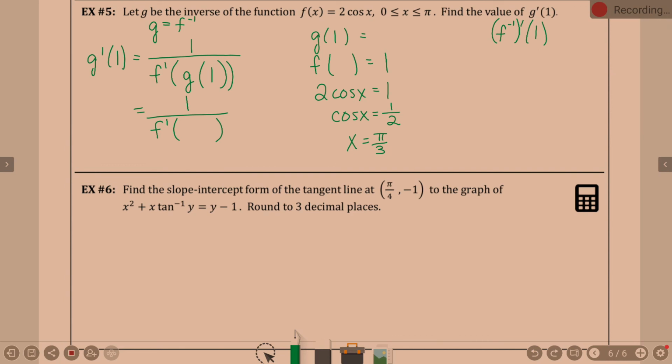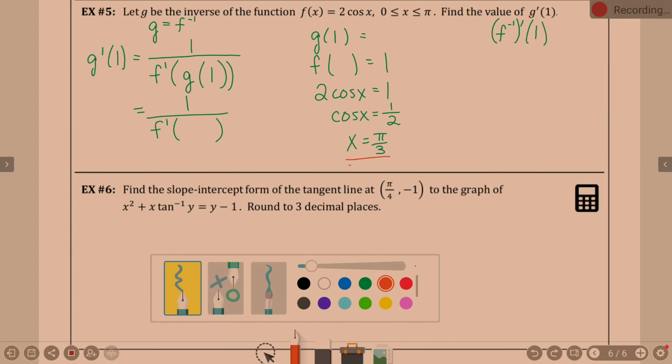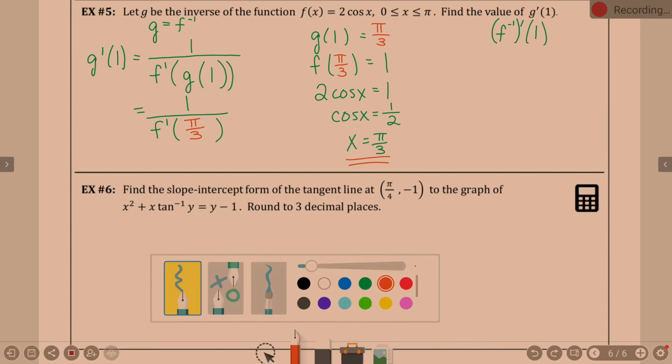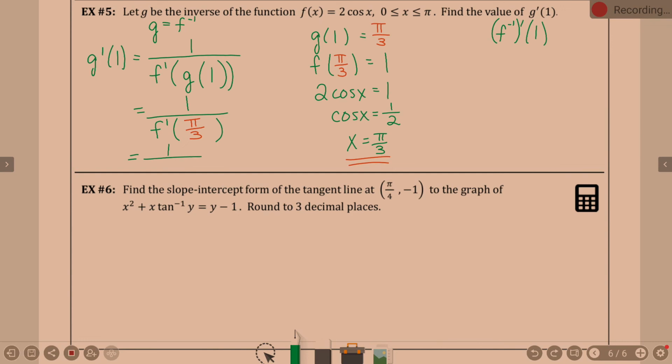So that means right here, f of pi over 3 is equal to 1, so g of 1 is pi over 3. So right over here, g of 1 is pi over 3. So now I need 1 divided by the derivative evaluated at pi over 3. Okay? What is the derivative of 2 cosine x?